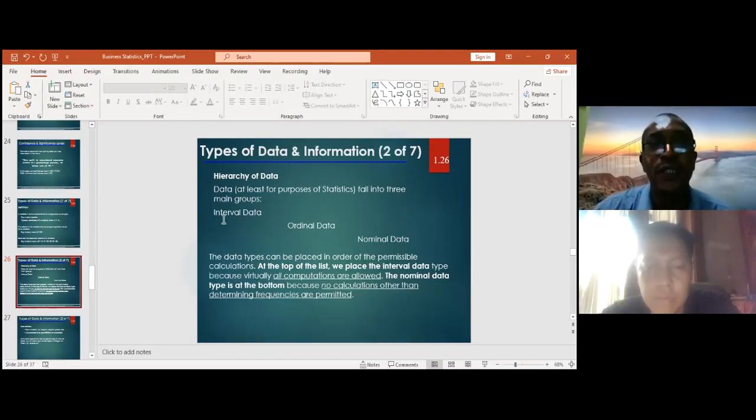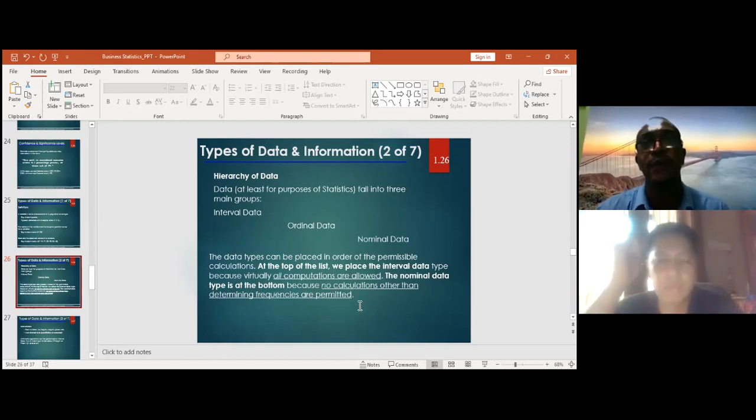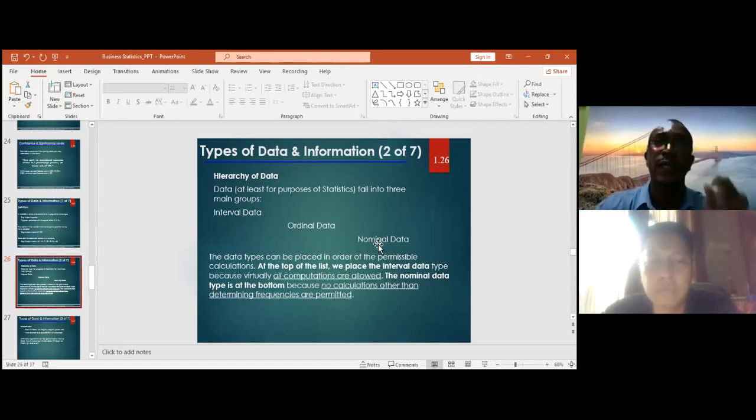Later on, you will see why interval data is considered the most preferred. The data types can be placed in order of permissible calculations. At the top of the list, we place the interval data type because virtually all computations are allowed. You can do any type of calculation using interval data. The nominal data type is at the bottom. Why? Because no calculations other than determining frequencies are permitted. So you cannot do so much with nominal data, but you can do a lot with interval data.